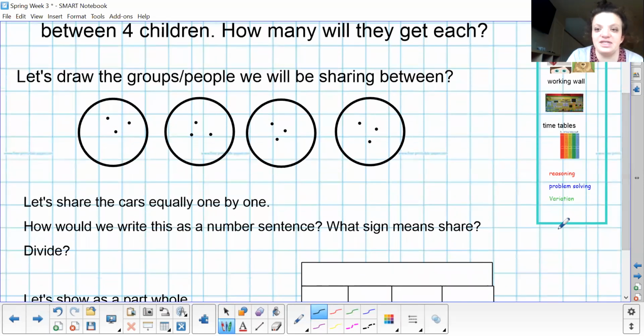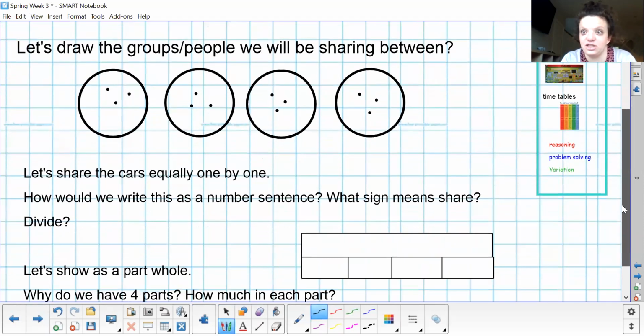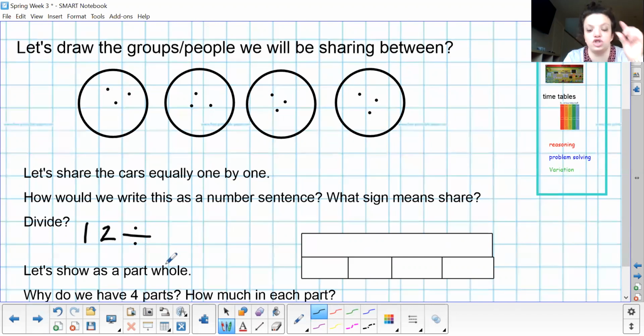But how would I write this as a number sentence? What sign means share, or the mathematical word, divide? What would my number sentence be? Instead of writing 12 shared between 4, I'm going to write 12. And then I'm going to write this sign here. It's like a takeaway sign, but it's got a dot either side. This means divide, which means share, and it's a quicker way of putting it. Then I'm going to put 4 because that's how many groups I've shared it between. And then my answer is how many we get each, which is 3.